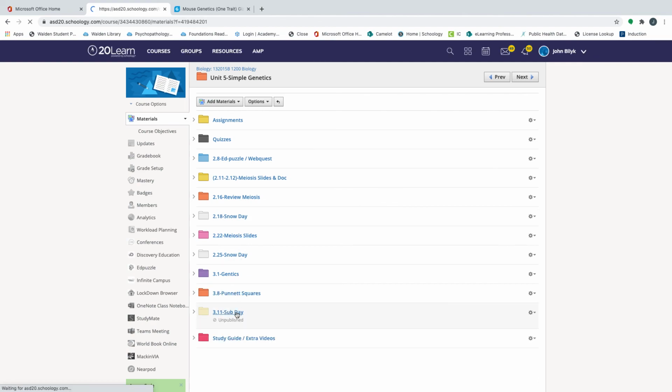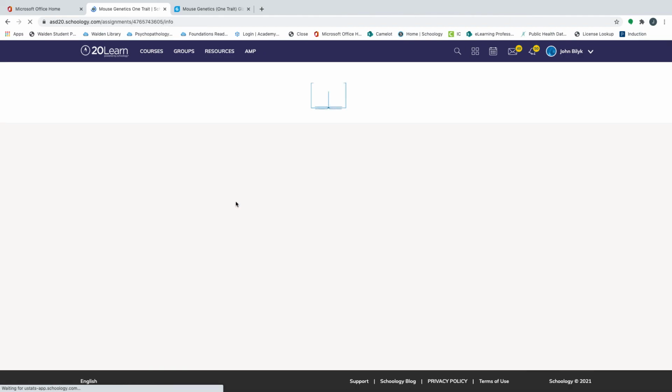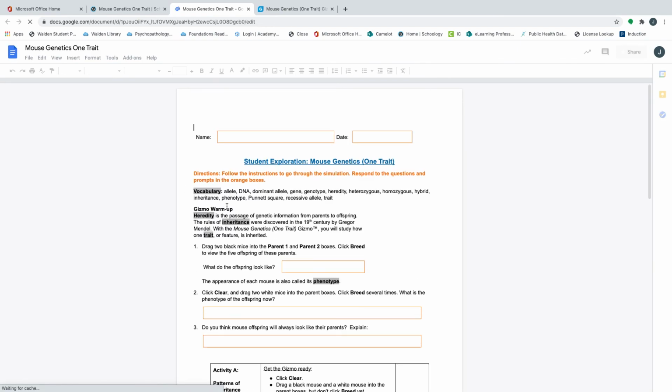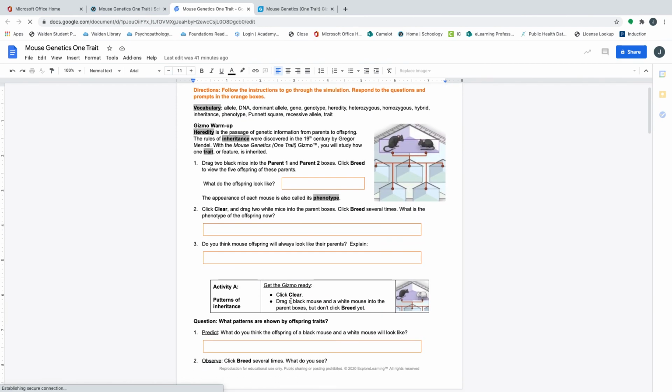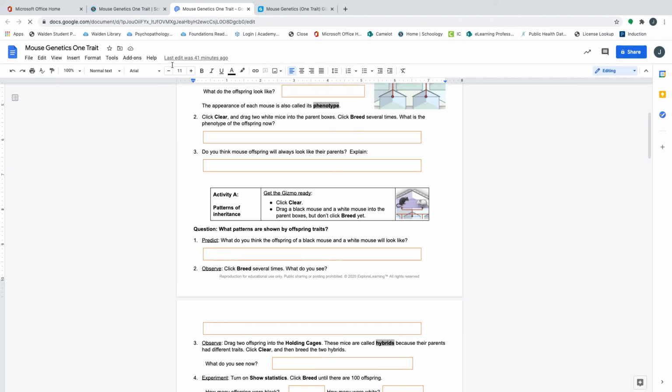The gizmo is ridiculously simple. So that's a simple gizmo. You just need to be high school students and read the instructions. Okay? You all have done this a couple times now. Read the instructions. All right? It says to click clear. It says drag and drop certain mice. Don't click breed yet. Read the instructions. All right? And that's what you're doing today. That's it.